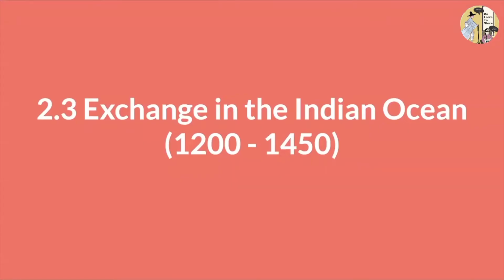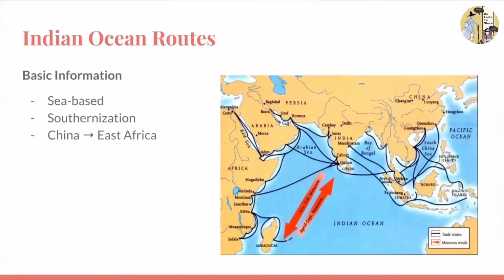Now we'll move on to exchange in the Indian Ocean. To start off, I'll go over some basic information. The Indian Ocean trading routes were sea-based, meaning that the routes were on a sea and that trade was carried out through the ocean. These routes connected China, Southeast Asia, and Africa all together, which had therefore allowed for southernization to occur. For those who don't know, southernization refers to a complex process of cultural exchange and diffusion from South and Southeast Asia to Europe, the Middle East, and East Asia.